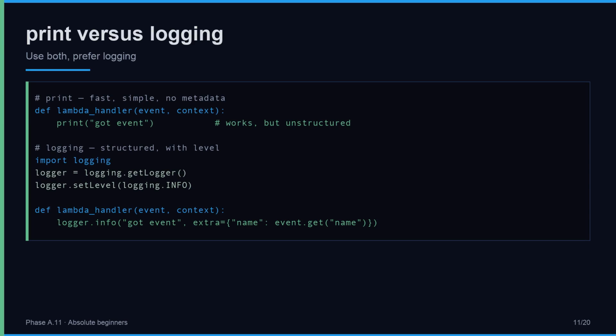The logging module gives you levels, info, warning, error, and adds timestamps automatically. In phase 0.9 you learn the logging module on your own machine. In Lambda, it works the same way. Get a logger with logging.getLogger, set the level to info, and emit messages with logger.info. The output lands in CloudWatch, just like print, but it is easier to search and filter.